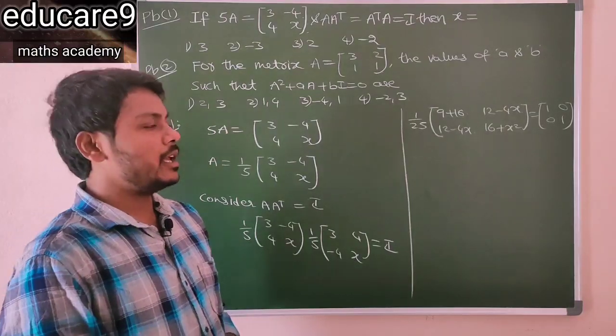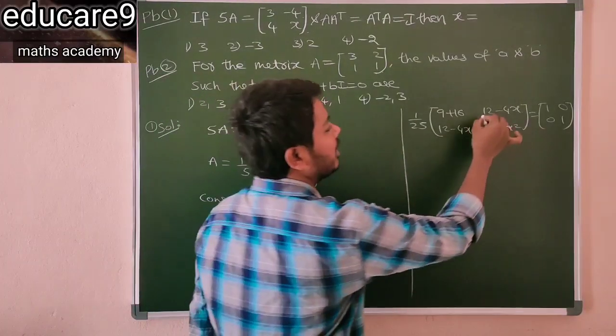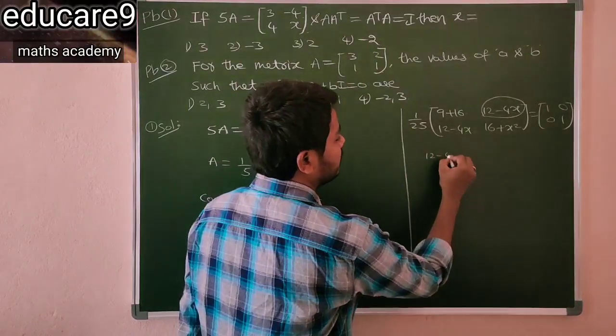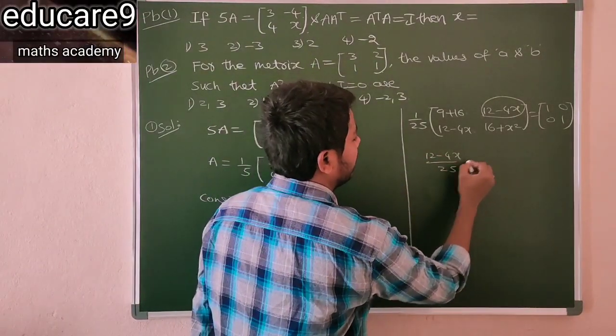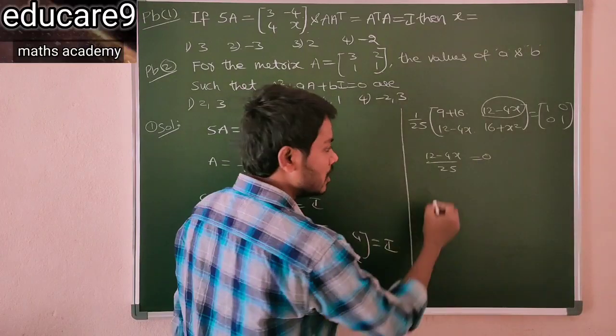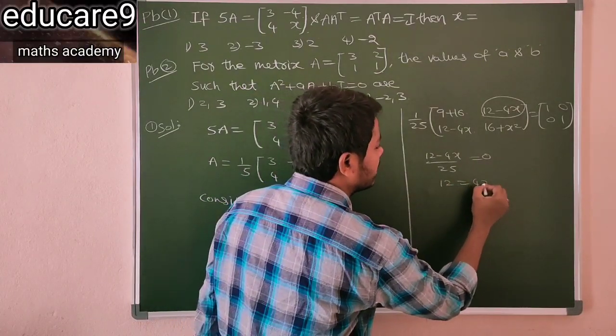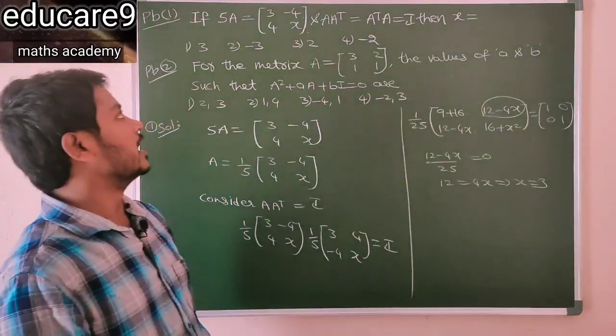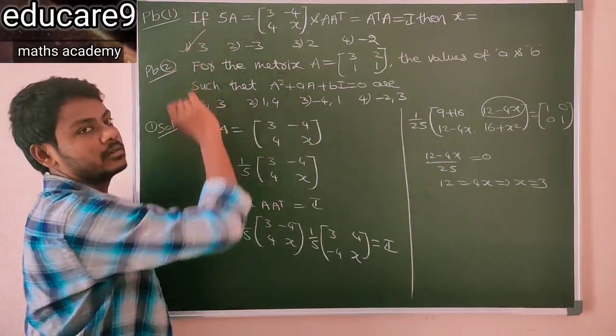So now equate the corresponding elements. See, here equating the first row second element, that is (12 minus 4x) by 25 is equal to 0. So from this, 12 is equal to 4x. So what is the x value? 3. So clearly option 1.